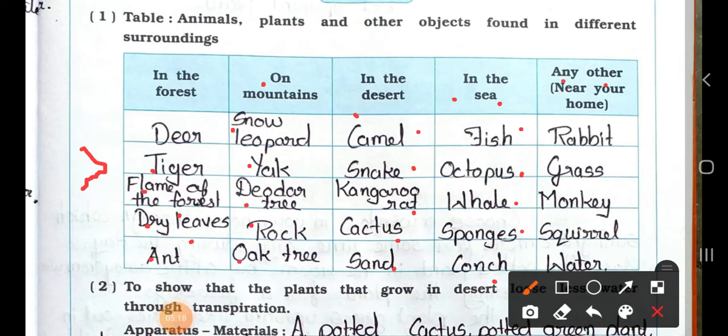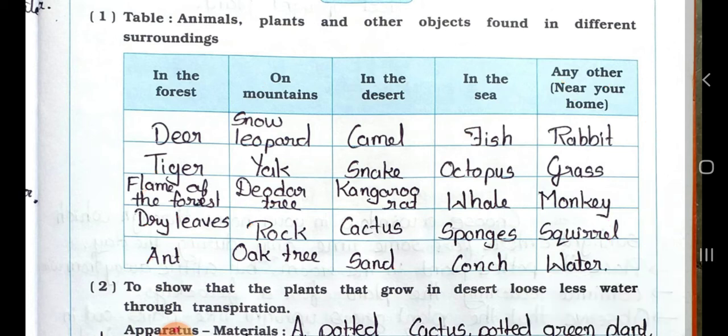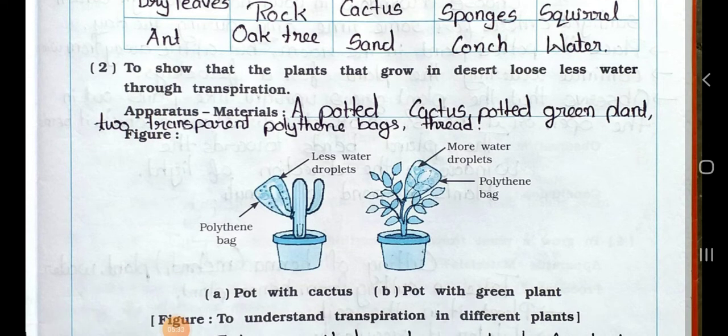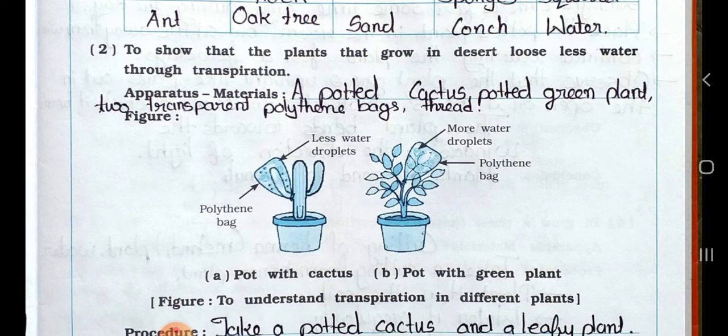Any other near your home? It's a rabbit, grass, monkey, squirrel, and water. These we can find near our home. To show that the plants that grow in the desert lose less water through transpiration. Apparatus and materials: potted cactus, potted green plant, two transparent polythene bags, and thread.